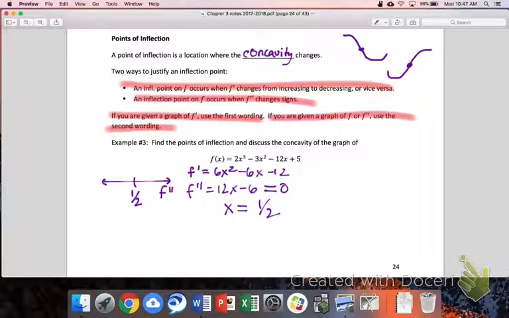Now there is such a thing as an f prime sign chart. We've used that before. That is useful. It does stuff that we want it to do. We don't really care about that right now. We want to know about an f double prime sign chart because, again, like you guys said, we're looking for where f double prime changes signs.